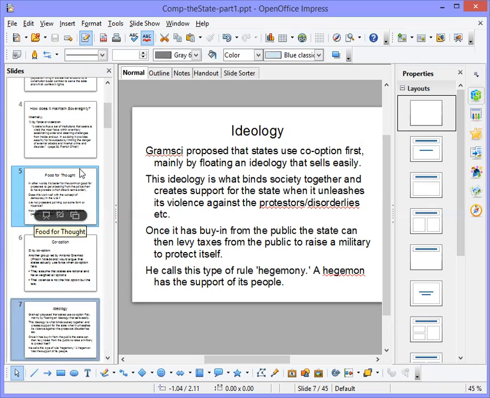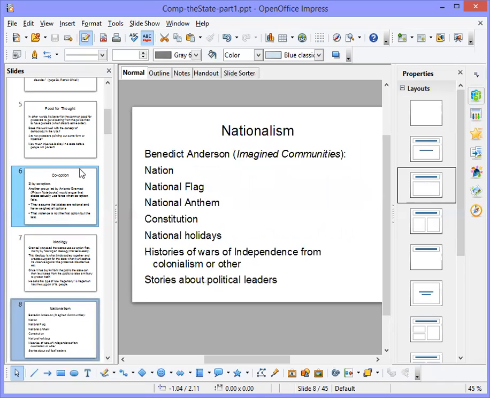So Gramsci looked at Italian society during World War II, and basically his critique is against Mussolini's government and the fascist system that was created. He's really looking at governments that use the military against their own people. He calls this type of rule hegemony, right? So a hegemon has the support of its people. It's a state that has the support of its people to use violence on the population. So that's the idea of co-option.